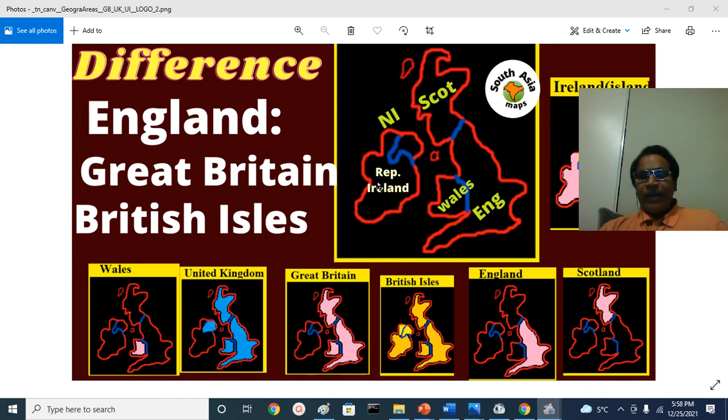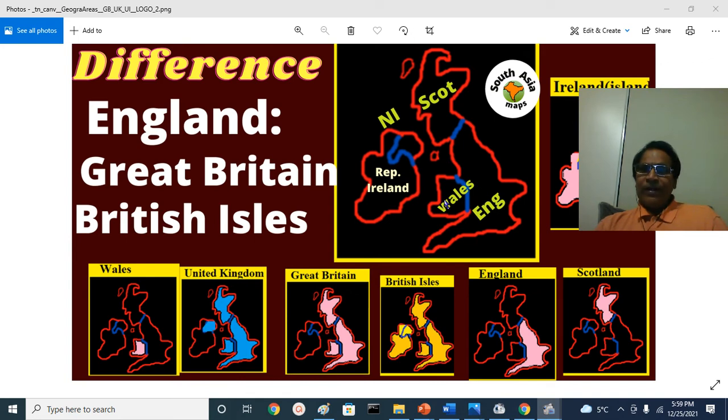Round about 1922, after the World Wars, the Republic of Ireland, that is RI, Dublin, seceded. So, it is an independent country now, and all these 4 countries still are together. They are called the United Kingdom.